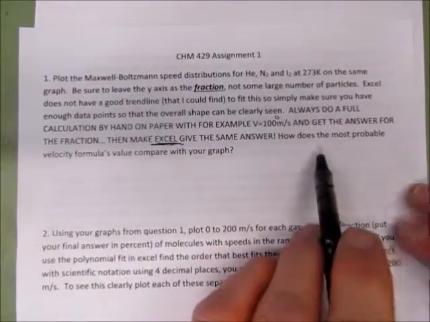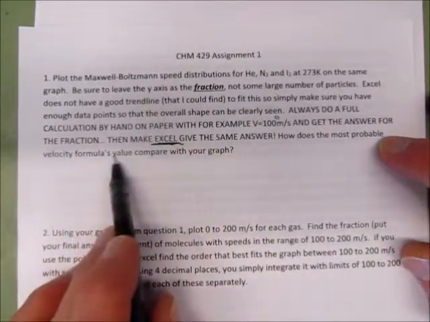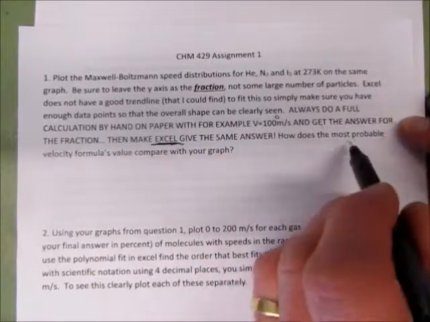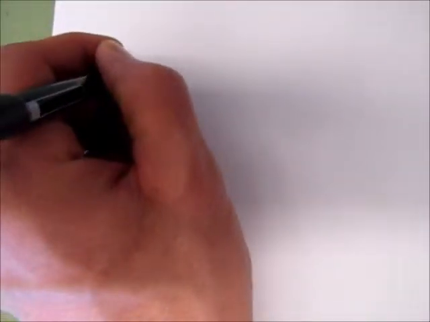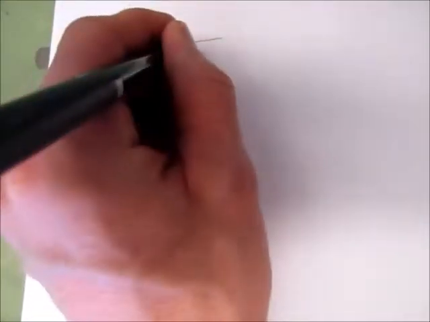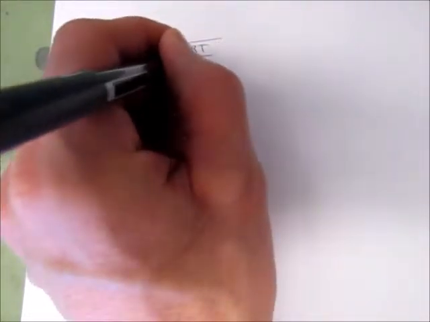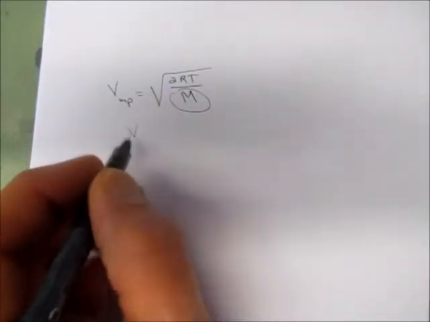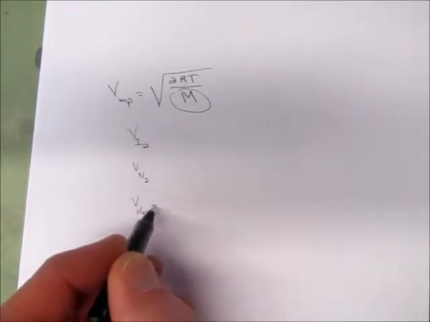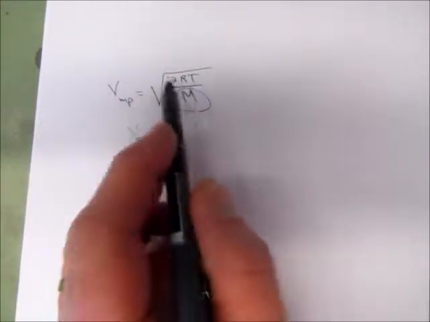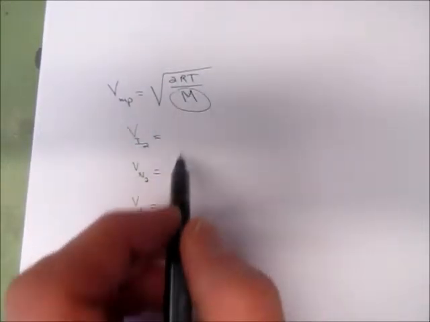I'll retract that statement. How does the most probable velocities compare? So you need a formula for that. Most probable, you look up in your notes, and the velocity of the most probable, there's a couple of versions for it, but one of them looks just like that, right? So what you'll do is you'll get one for iodine, you'll get one for nitrogen, and then you'll get one for helium. You just change the molar mass for each of them. Make sure your units work out, but you'll get numbers for these.